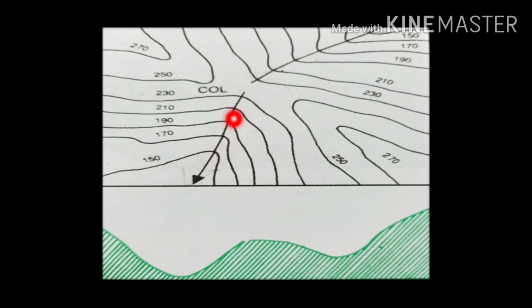Now a river also does headward erosion. So the headward erosion is also happening, and this region is becoming narrower, and when it has become narrow because of the headward erosion by the river, then it is known as a col. So this is how a col is shown in our topographical map.